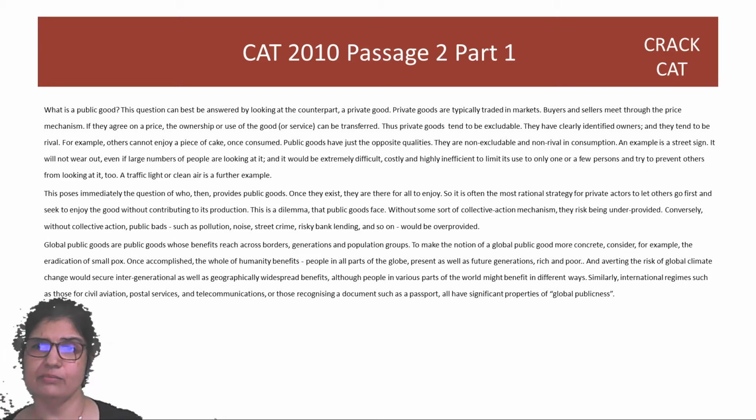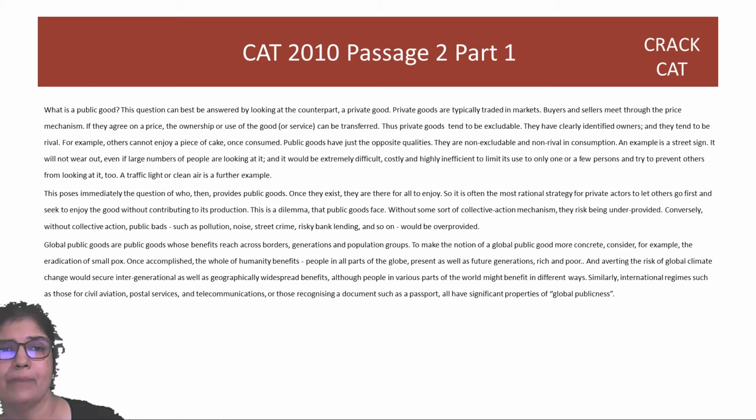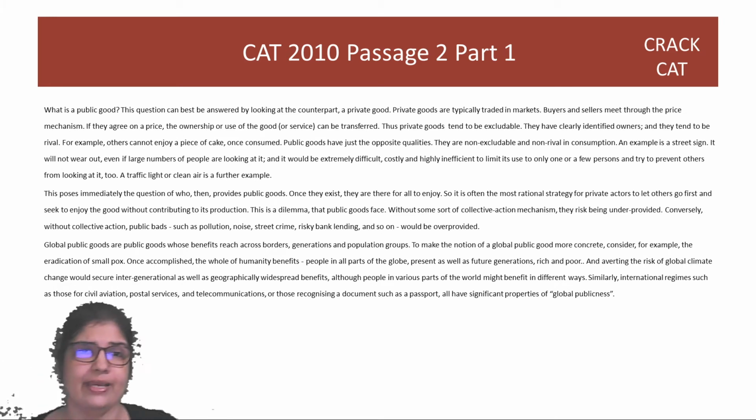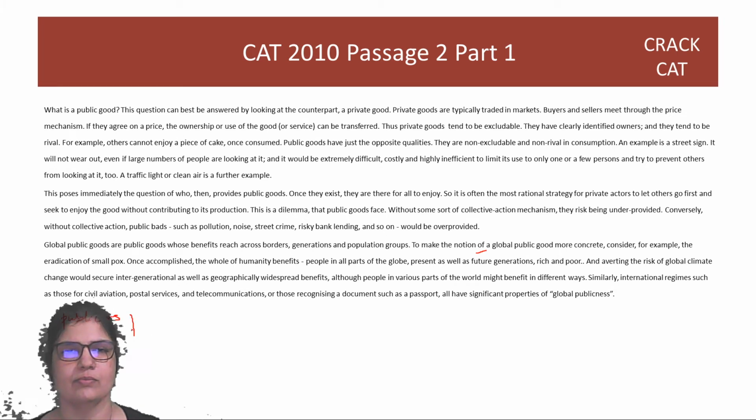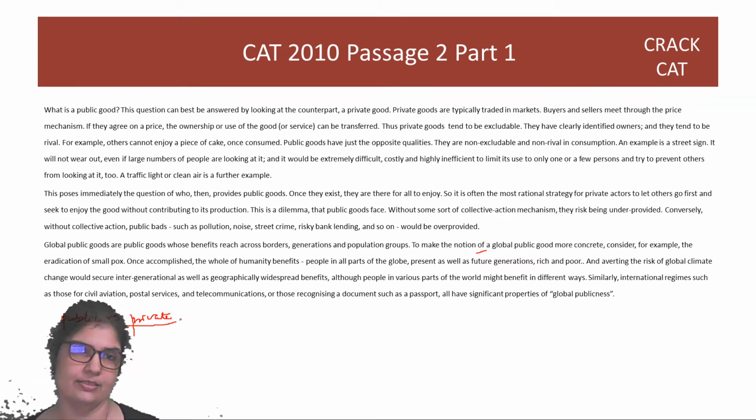Private goods are traded in markets. Buyers and sellers meet through the price mechanism. They agree on a price. The ownership can be transferred. Tend to exclude only some people. So the first paragraph is giving us a good idea about public goods by actually comparing with private. And it gives us very clearly what a private good is.